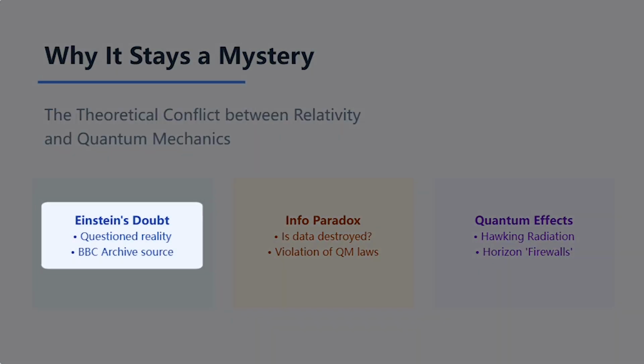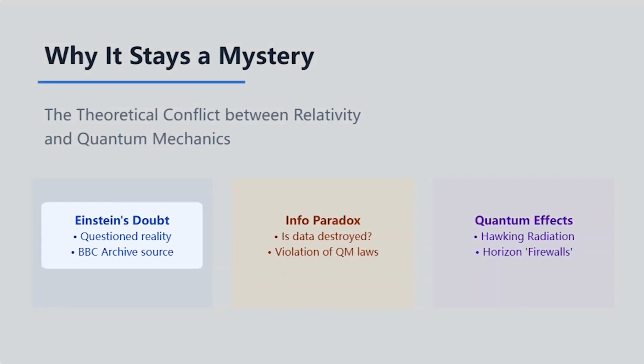It's worth noting that even Albert Einstein struggled with this. As recorded in the BBC archives, he was deeply skeptical that nature would actually allow a black hole to form. He questioned if a singularity was a physical reality or just a mathematical error in his theory.